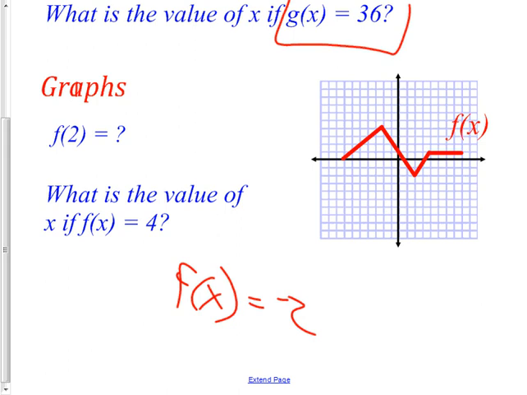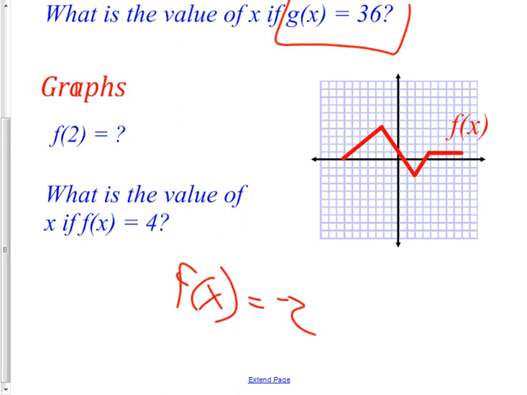Some of you guys are, I think, telling me the x here. I told you the y. Lots of 2's, and the 2 is the correct answer.